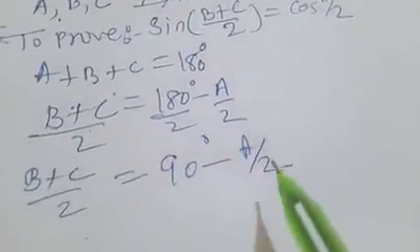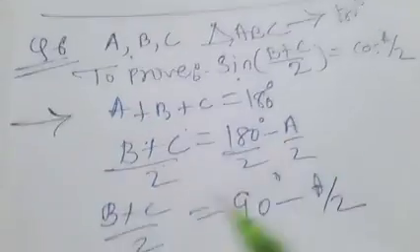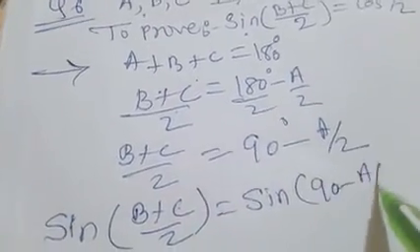Once again I am repeating the same. A plus B plus C is equal to 180 degree. B plus C equals 180 minus A. Divide by 2 to each term. Then B plus C upon 2 is 180 by 2, nothing but 90 degree, and A by 2 is as it is. Then see in the question what ratio you want here? Sine. Then apply sine to both sides. Sine of B plus C upon 2 is sine of 90 minus A by 2.